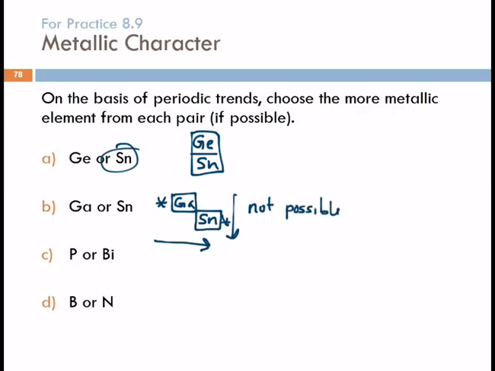How about phosphorus or bismuth? Here's phosphorus and bismuth is down there. More metallic, bismuth. It's on the bottom. And then boron or nitrogen. There's boron and here's nitrogen. These are both nonmetals, but one of them is more metallic than the other, the boron, because it's on the left. As you go across, we start at the metals, and then it goes into nonmetals. Any questions?